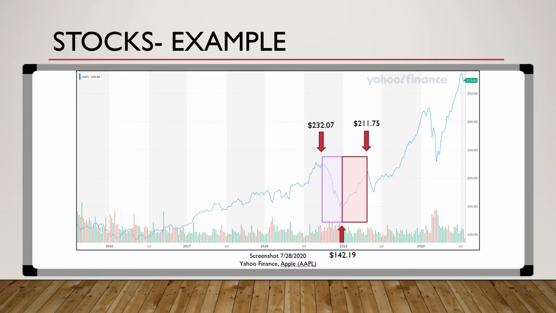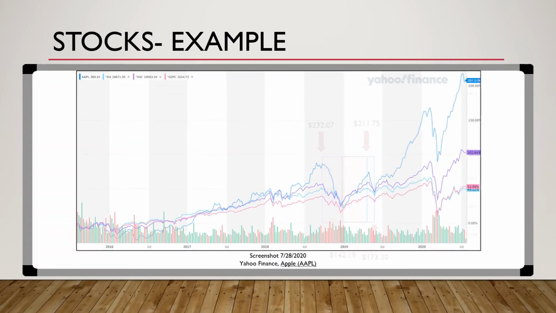It climbed back up from that low price in 2019 to $211.75 in a 5-month period. But then it dropped again in 1 month to $173.30. Over the course of about 9 months, the value of Apple dropped, went back up, then went back down again. If the average person is tracking the value of Apple every day, seeing these constant changes would probably give them a heart attack.